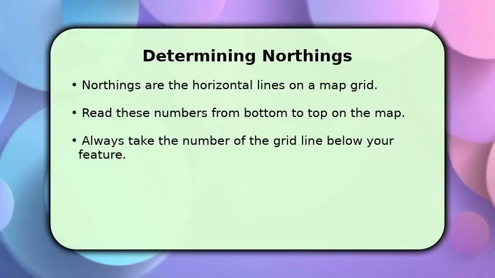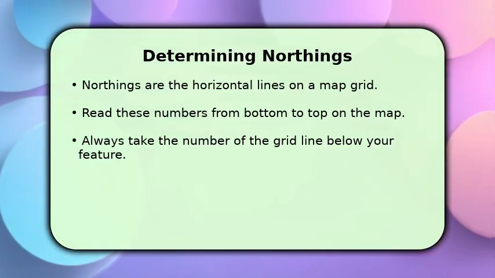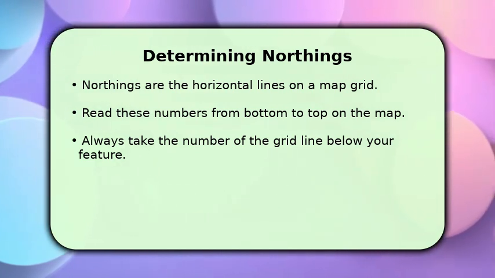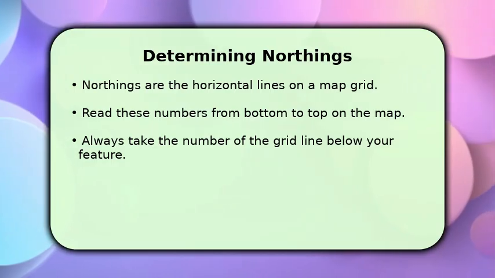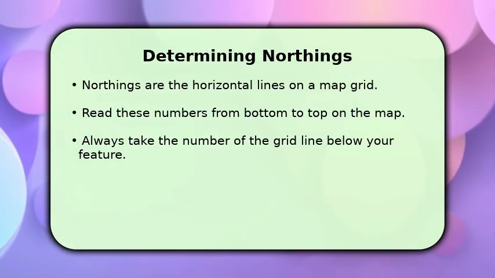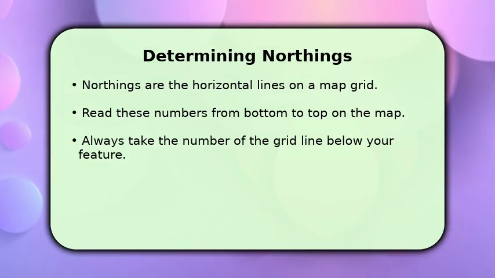Next, we'll determine the northings. These are the horizontal lines on your map, numbered along the left or right edge. You read them from the bottom upwards. Locate the grid line immediately below the feature you're trying to find. This provides the 4th and 5th digits of your reference. Similar to eastings, mentally divide the square between that line and the one above it into 10 equal parts. Estimate how many of these tenths your feature is up, adding this as the 6th digit.